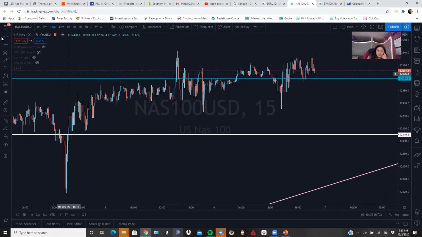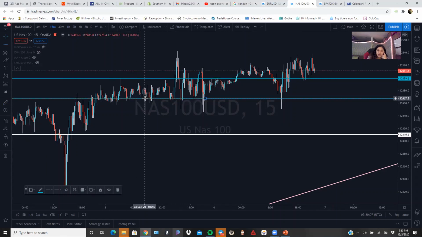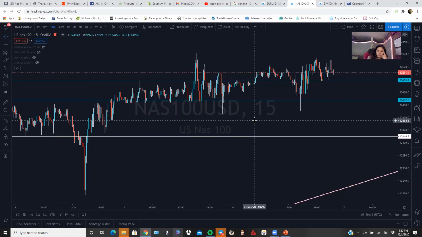Another thing that I tell people is when they're trading indices, you have to know what you're trading, right? You have to understand what you're trading. Nasdaq is tech companies. So you're going to be trading a whole bunch of tech stuff like Microsoft and things like that. Let me see if I can pull it up.